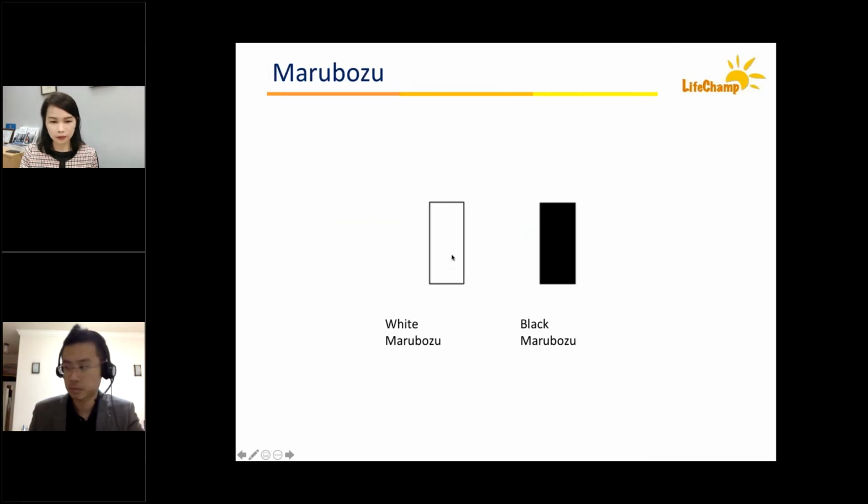So let me introduce a few interesting but important candlestick chart patterns. The first one, they call it the king of the candlestick, which is this Marubozu. Marubozu is a Japanese word. All of this actually originated from Japan, so all the names here are Japanese words.